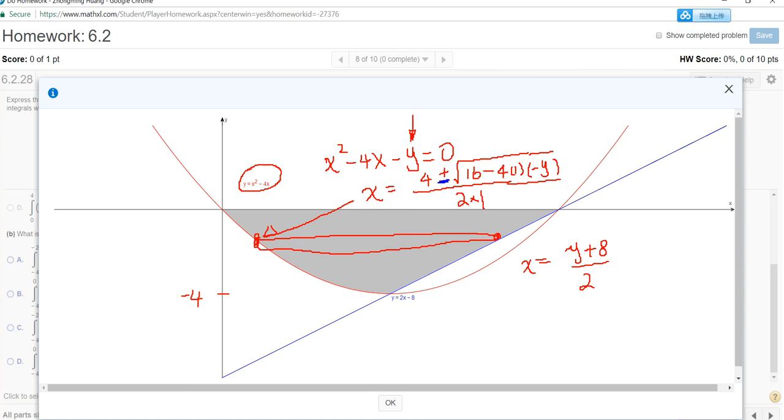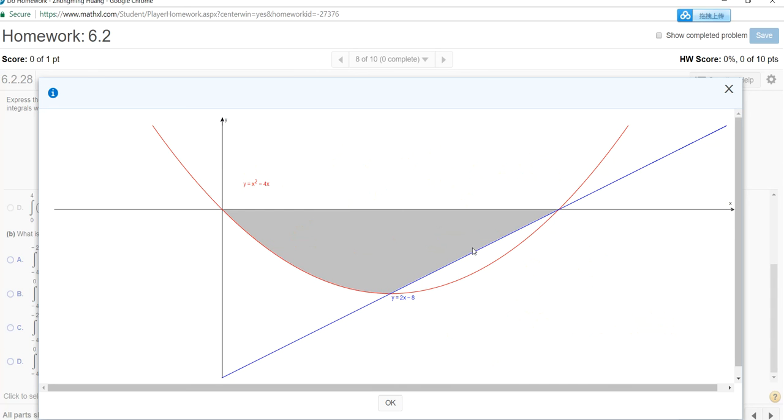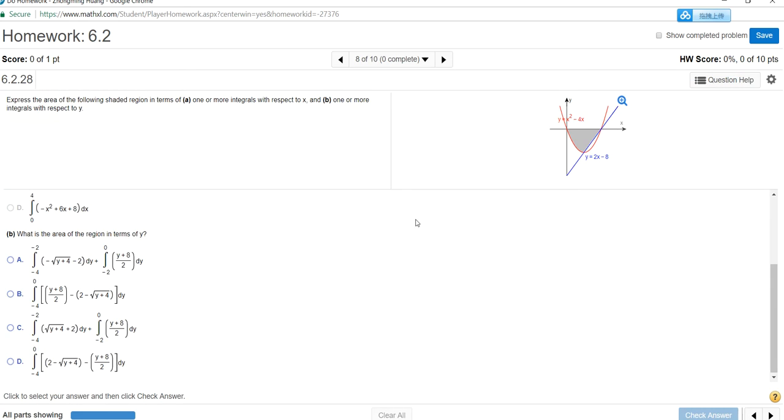So I'm going to continue down here. After that, you can see that this is actually 4 minus, again I skipped the plus sign because I know this is the left branch, the square root of 16 plus 4y. If you take the square root of 4 out and cancel the 2, you end up with this. So keep that in mind: 2 minus the square root of 4 plus y. I think I'm ready to choose my answer.